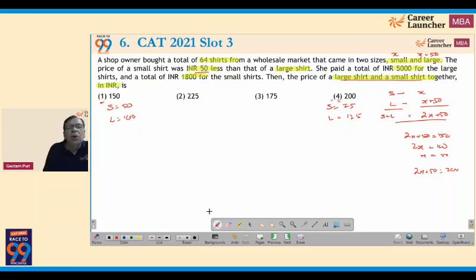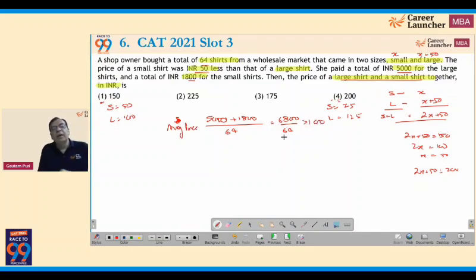Okay. Now, what is the total amount spent? She paid a total of 5,000 for the large shirt and 1,800 for the small shirt. So the total amount paid is 5,000 for the large shirts plus 1,800 for the small shirts, and the total number of shirts purchased is 64. So this is the average price per shirt. Can I say this is slightly more than 100? After all, this is slightly more than 100, isn't it?